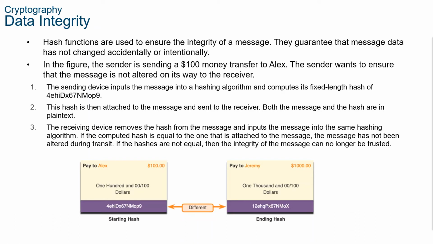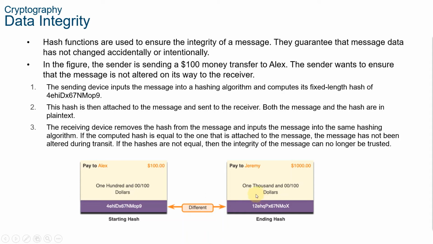Okay, so let's focus on data integrity. Hash functions are used to ensure the integrity of a message. So they guarantee the message data has not changed accidentally or intentionally. Now, in the figure here, the sender is sending $100 of money, and then it is transferred to the recipient.